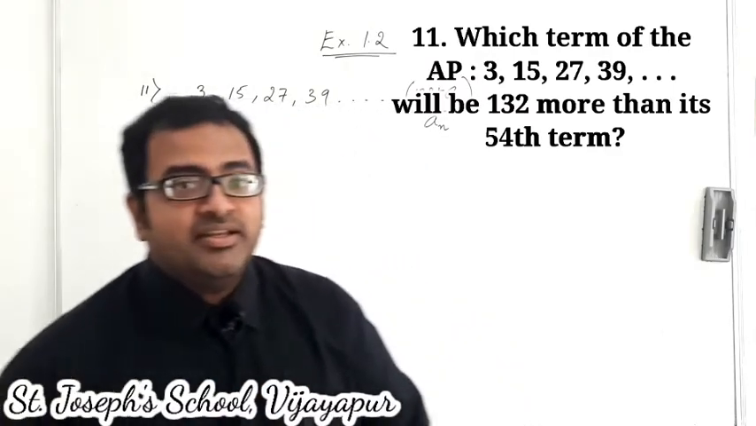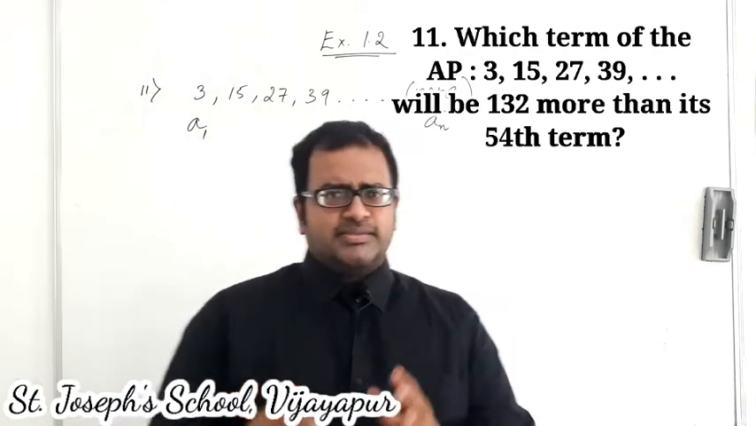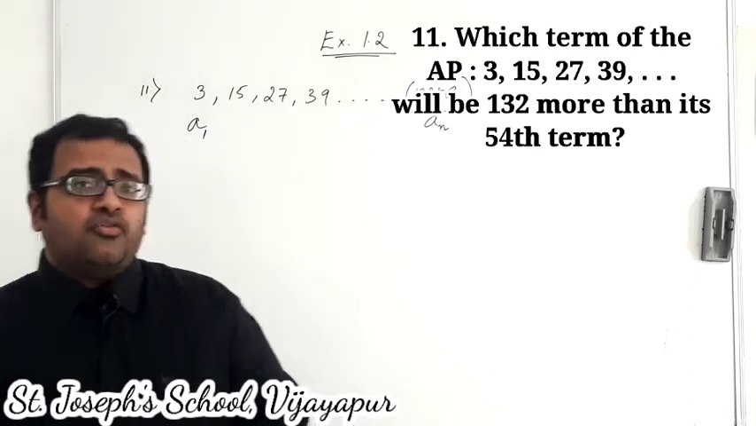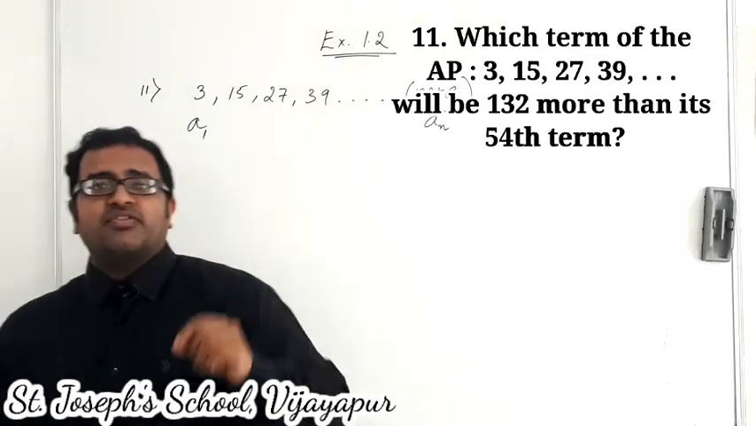Question number 11 from exercise 1.2. Now, the question goes like this. You can see here. Which term of the given AP will be 132 more than its 54th term?